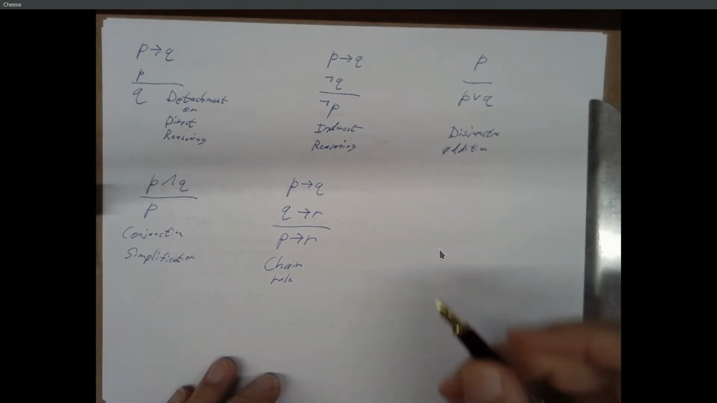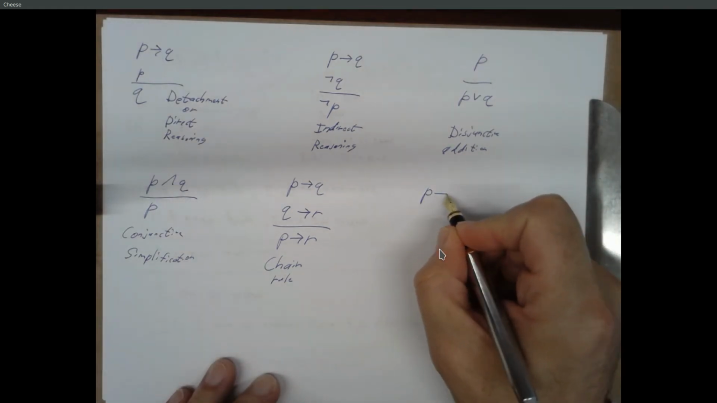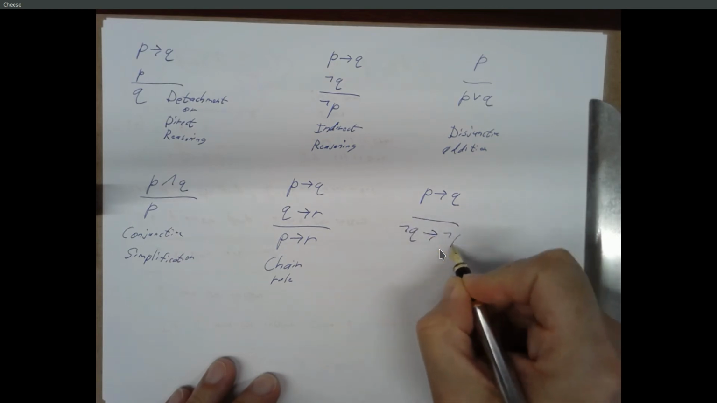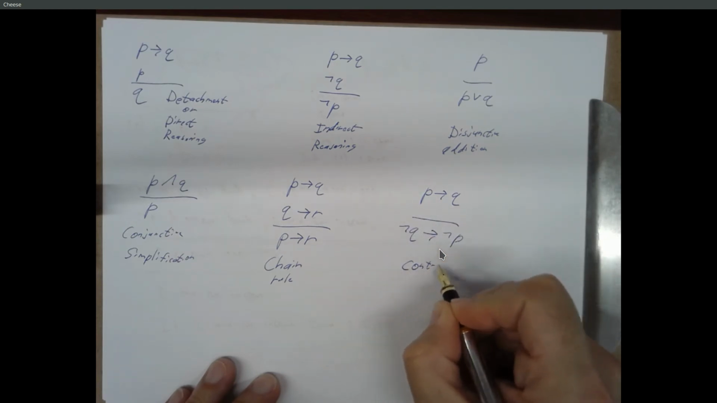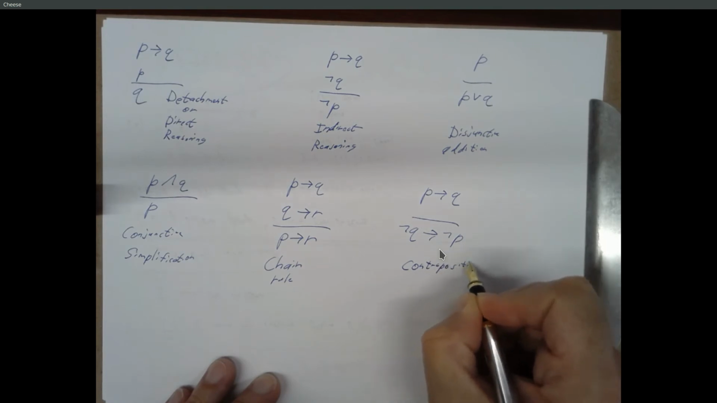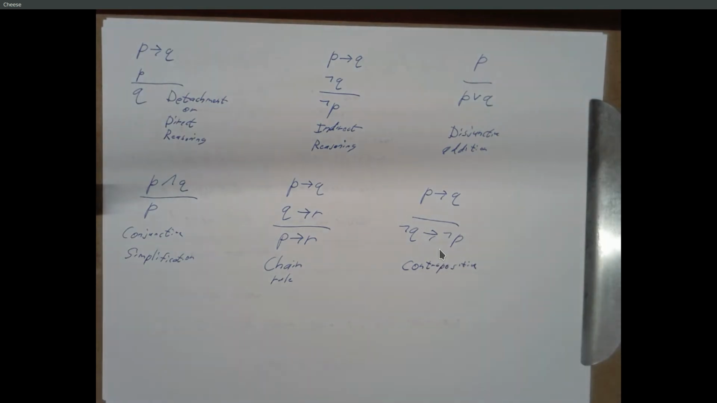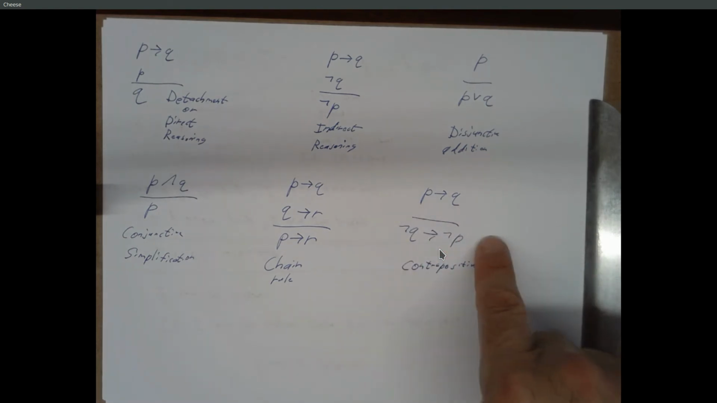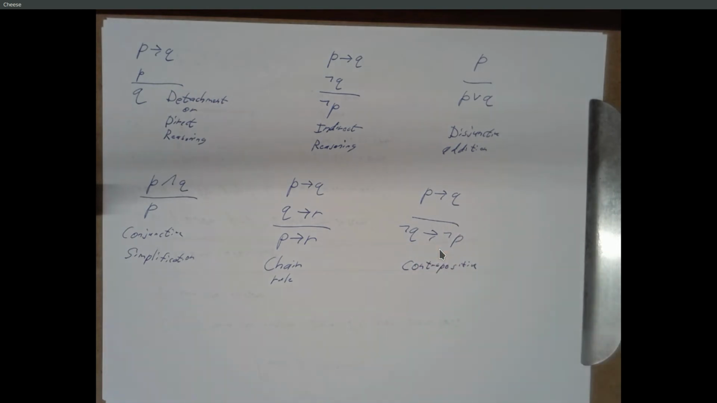If we're told P implies Q, then we know that not Q implies not P. And that's kind of like indirect reasoning. If I win the lottery, I'll buy a new hat. If I don't buy a new hat, then I did not win the lottery. We can conclude this from the previous.